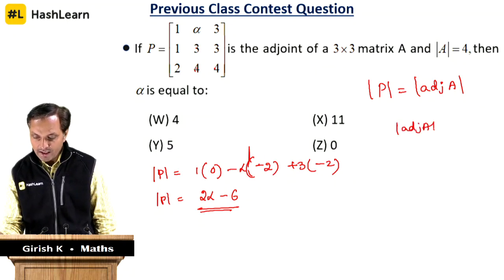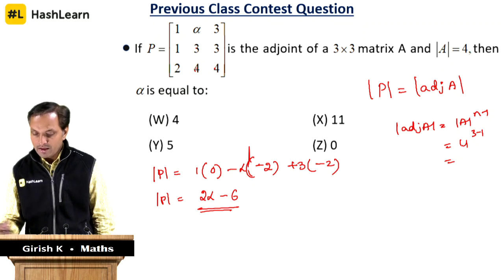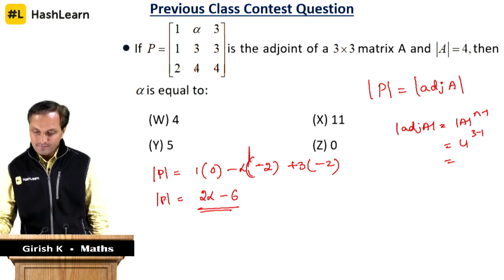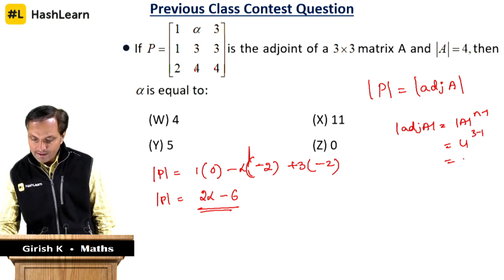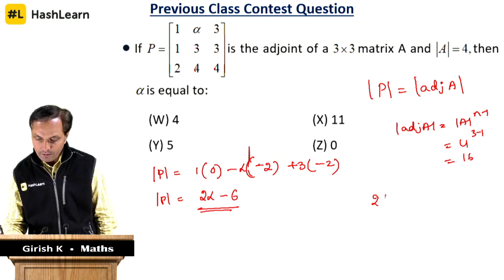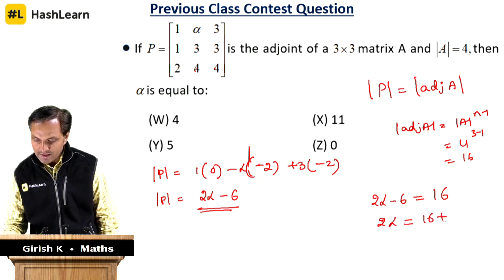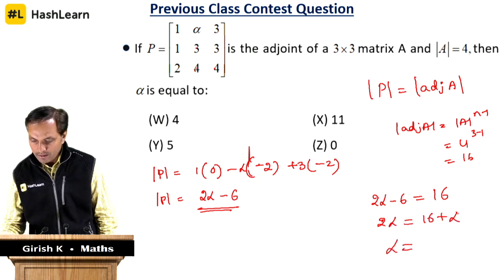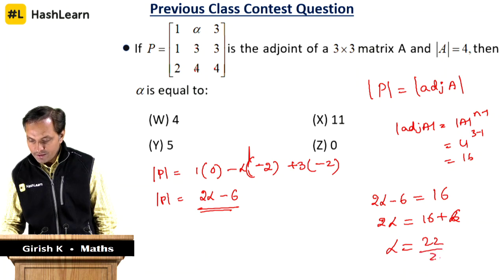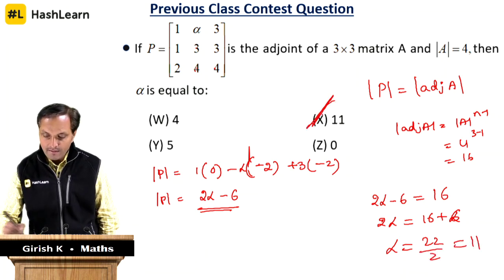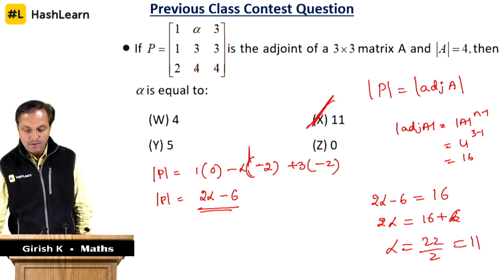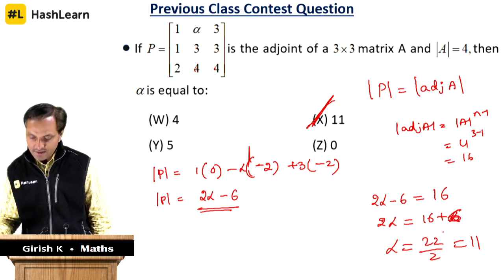Determinant of adjoint A is determinant of A power n minus 1, that is 4 power 3 minus 1, nothing but 4 square is 16, that will give you 2 alpha minus 6 is equal to 16. So 2 alpha is equal to 16 plus 6, alpha is equal to 22 by 2 is equal to 11. So 11 is the right choice, which is there in option X.